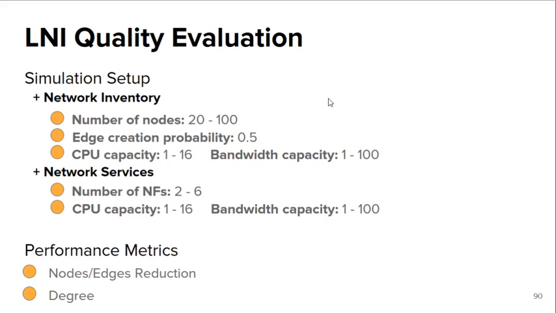For the LNI quality evaluation, different network inventory topologies were randomly created. The number of nodes varies between 20 and 100. The CPU and bandwidth capacities are numbers distributed between 1 and 16, and 1 and 100, respectively. And the LNIs are created from service requests with a number of network functions between 2 and 6. We use two measures, node and edge reduction and the degree, to evaluate the quality of LNIs generated by the three different algorithms.